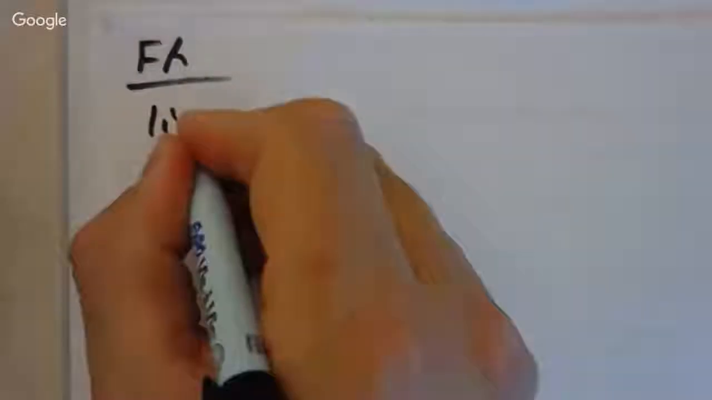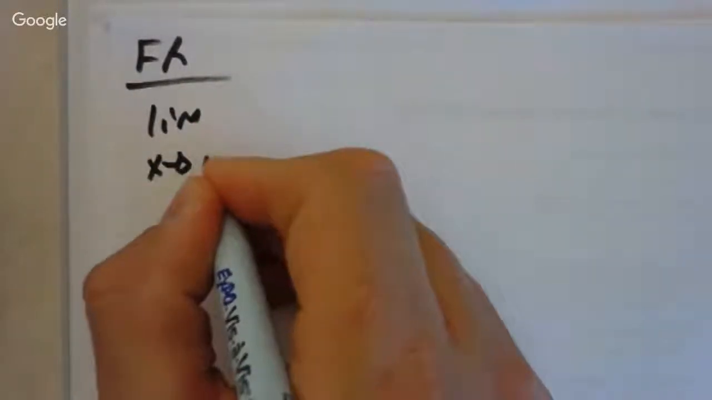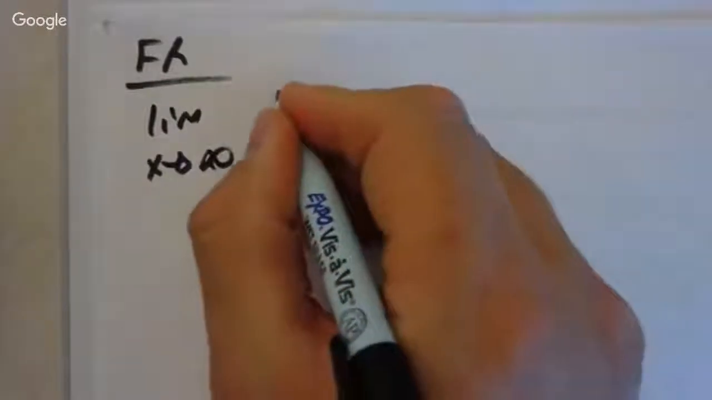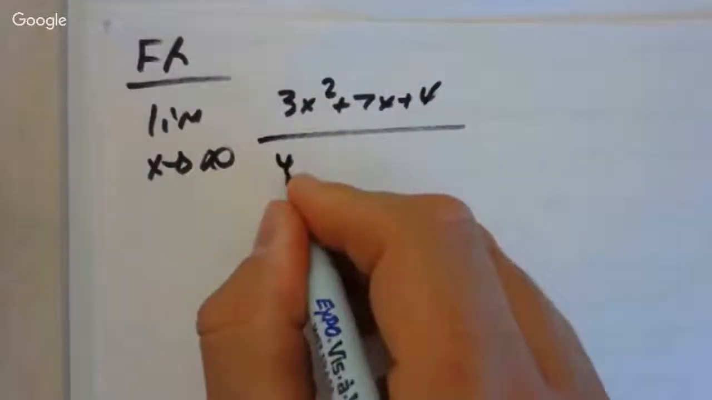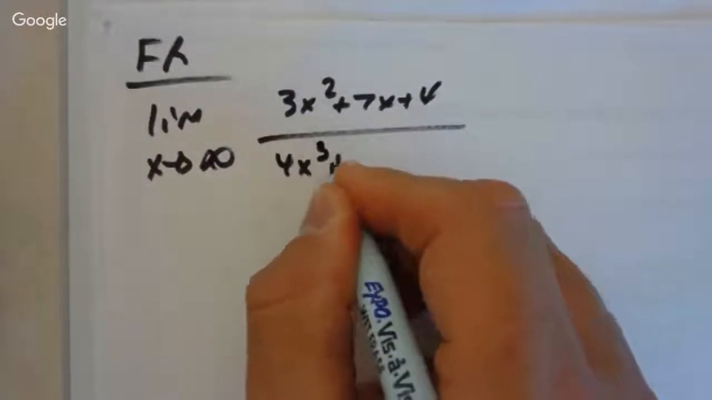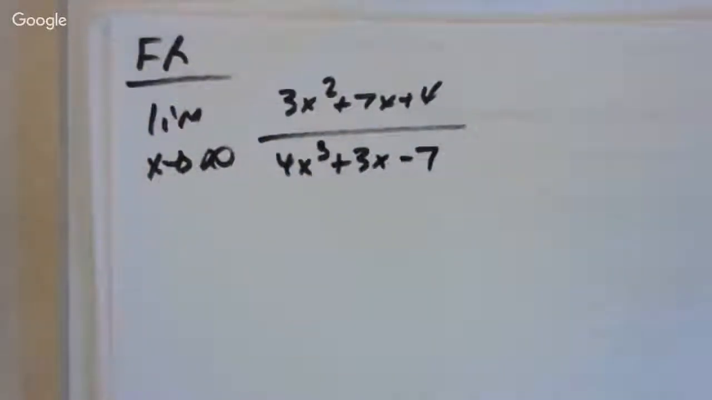Free response way. This is the long way, you have to show your work. So let's take a look. The limit as x goes to, let's go to infinity, why not, of 3x squared plus 7x plus 4 over 4x to the third plus 3x minus 7. Okay, so we're going to go to infinity. We've got a fraction, we've got a top and a bottom.